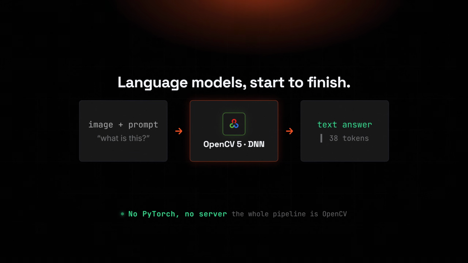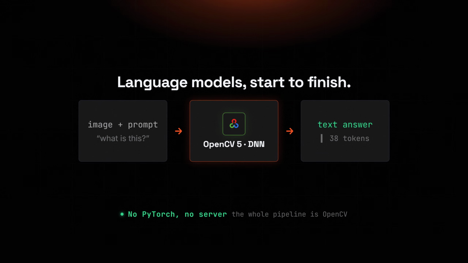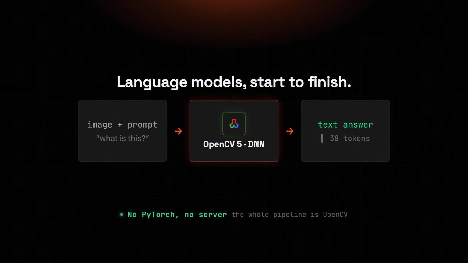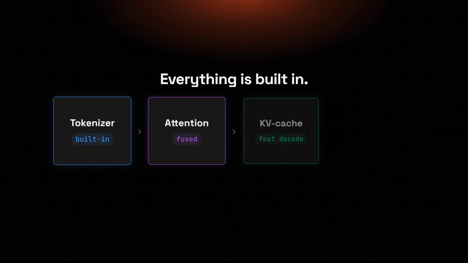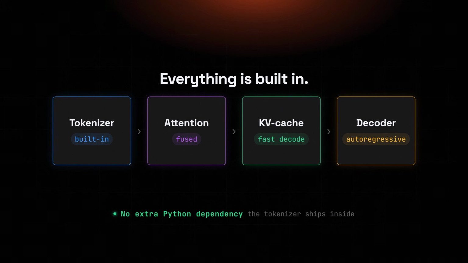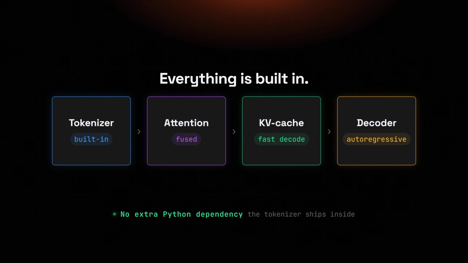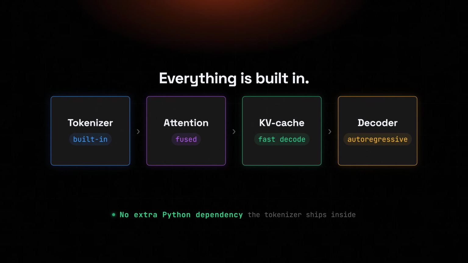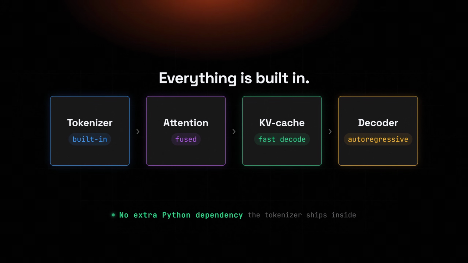This is. OpenCV can run language models and vision language models, start to finish on its own, and on its own is the important part. It ships a built-in tokenizer, so there is no extra Python dependency. It has a KV cache for fast generation. The attention layers, the decode loop, all of it lives inside OpenCV.